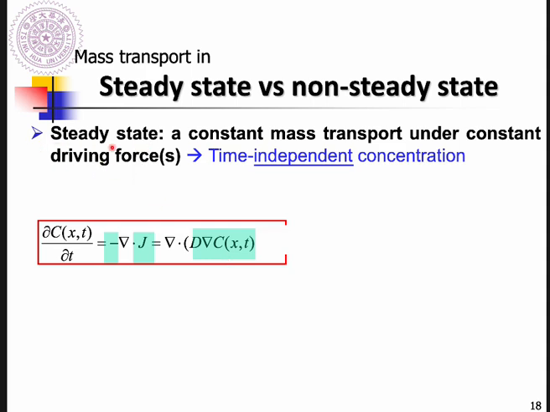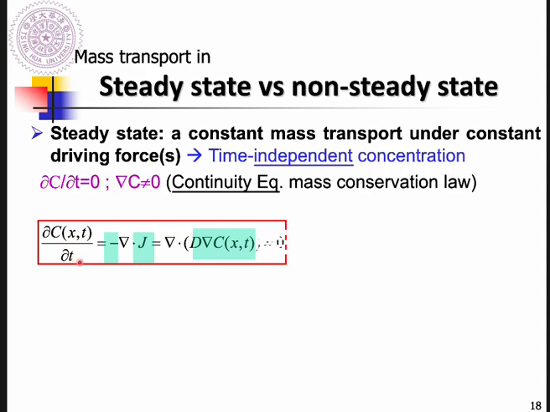So for steady state, what does steady state mean? It means that we do have a constant mass transport under constant driving force, which means that partial C, partial T equals 0. So this equals 0. But we do have a concentration gradient, right? You can focus on here. We do have a concentration gradient, but this equals 0.